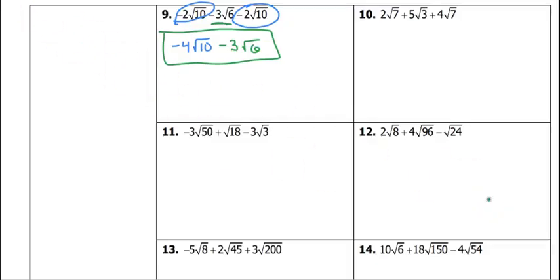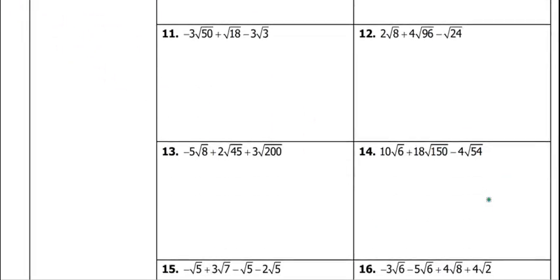Okay, so let's do a big complicated one where we got to do some simplifying. Okay, all right, so negative 3 square root 50. Okay, biggest perfect square I can divide that by is 25, so it'd be 25 square root 2. All right, the square root of 18 I can break apart as the square root of 9 times the square root of 2. And then the square root of 3 cannot be broken apart, so I'm just going to leave it for now. Okay, so let's simplify the perfect squares that we have.